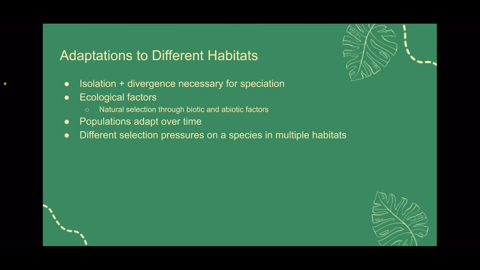We know that populations adapt over time, and different selection pressures on the same species living in multiple habitats often leads to phenotypic and genetic divergence. When paired with limited gene flow, this can also lead to speciation.